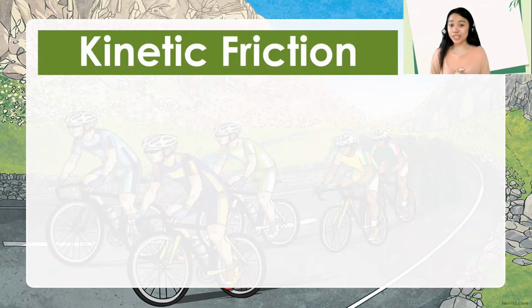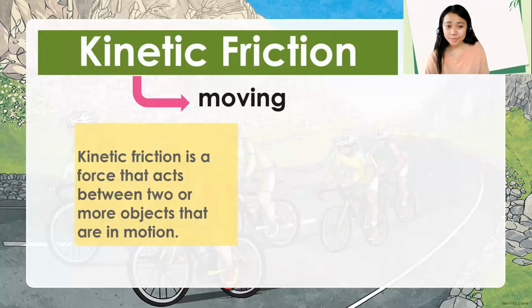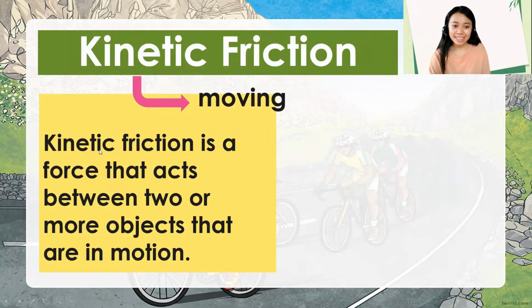The second type of friction is kinetic friction. Everybody say kinetic friction. Kinetic means moving. Again, kinetic means moving. What is kinetic friction? Kinetic friction is a force that acts between two or more objects that are in motion. Let's read it one more time.